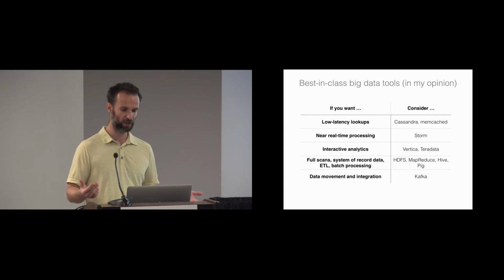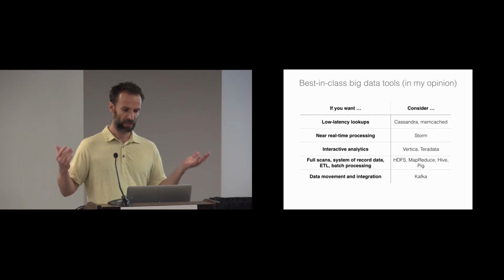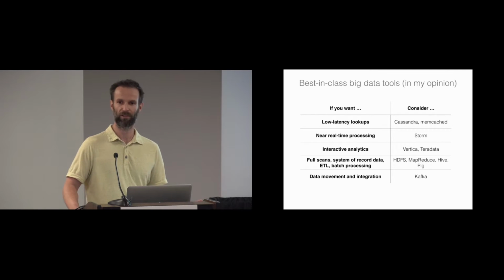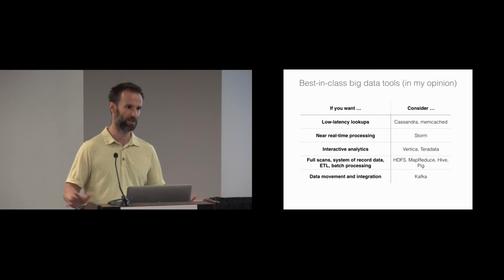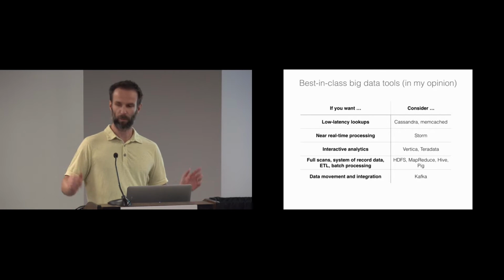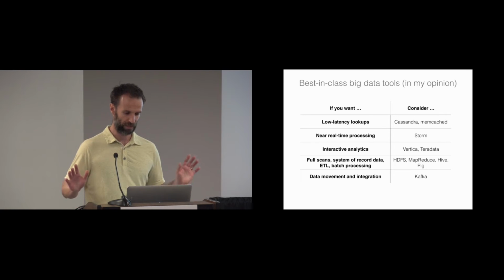So for low latency lookups, Cassandra works really well. Memcache has been around for ages, and it does a great job. For near real-time processing, Storm is great. Now there's a bunch of other systems out there, newer systems like Spark Streaming and Samza and some of these other things, but Storm does a pretty good job at scaling, in my experience.